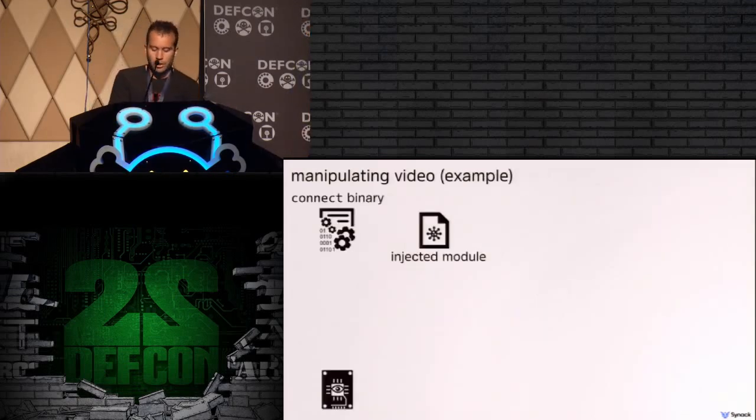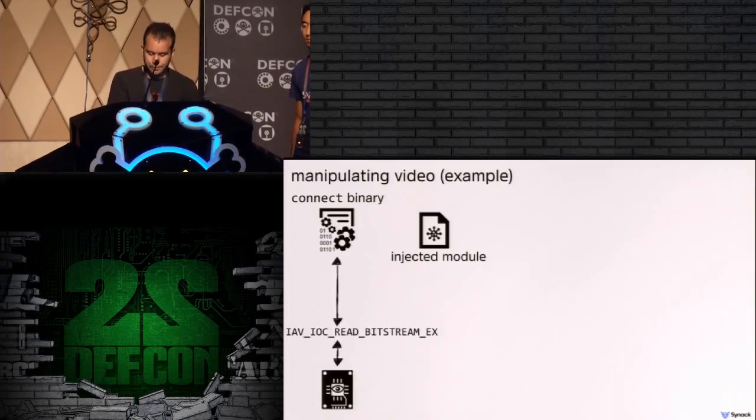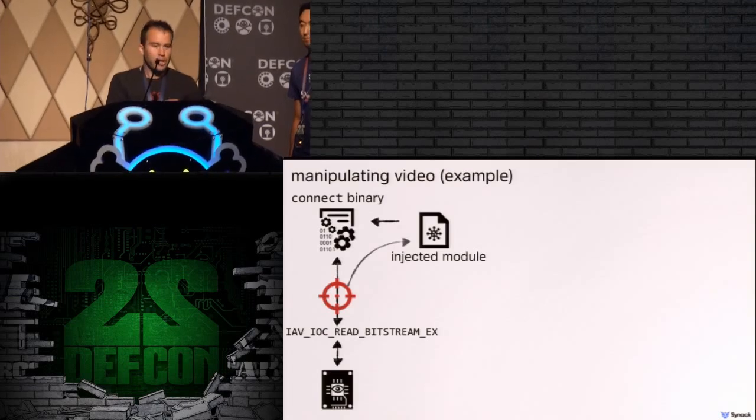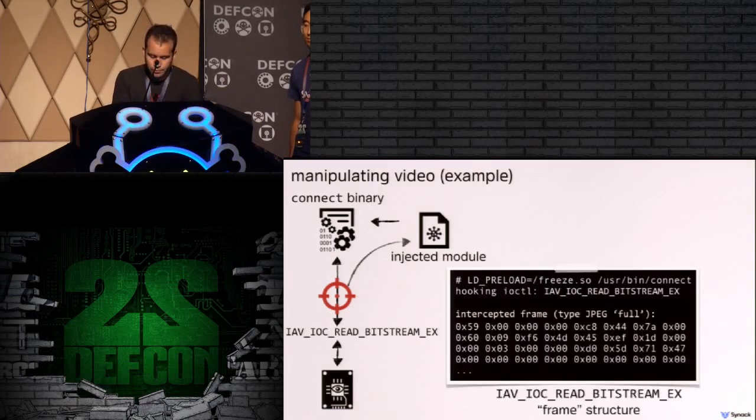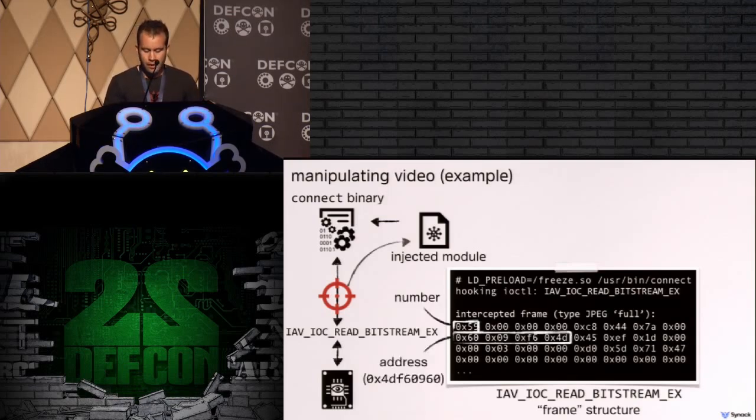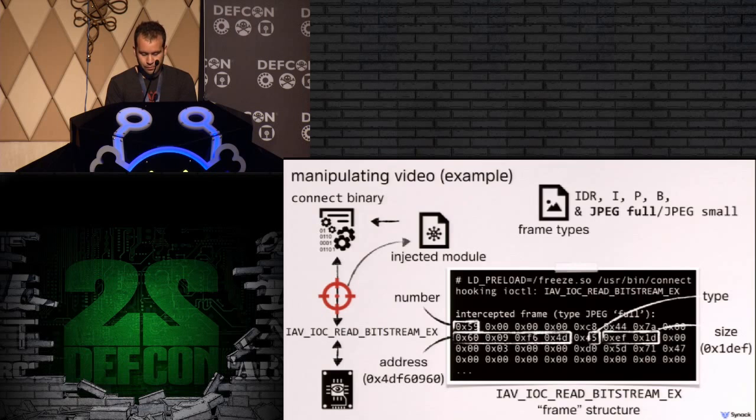Let's take a little bit of a closer look. Here's the video device and the kinect binary, which is reading frames. The injected module installs another hook. This time it's an ioctl hook and watches for the IAV_IOC_READ_BITSTREAM_EX ioctl. When this ioctl is called, it populates a structure with various values. Through reverse engineering, we were able to determine what these values were. Some of the relevant ones include the frame number, the address to the frame's raw H.264 encoded data, the frame type, and finally the frame size.